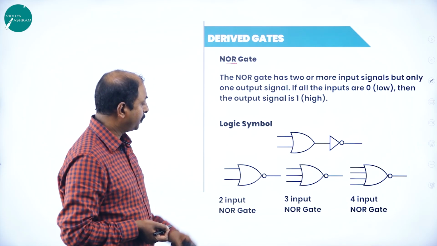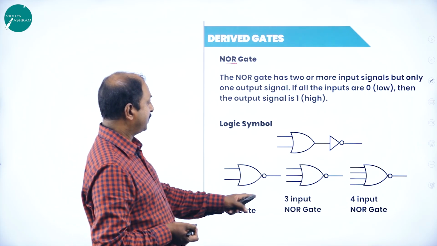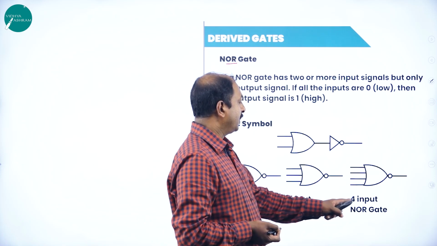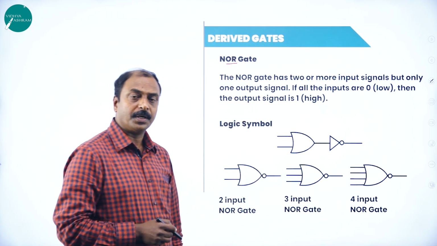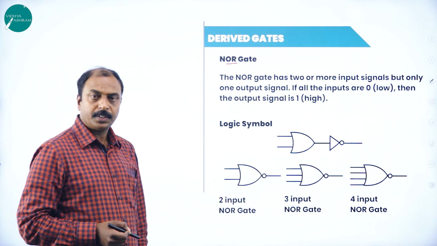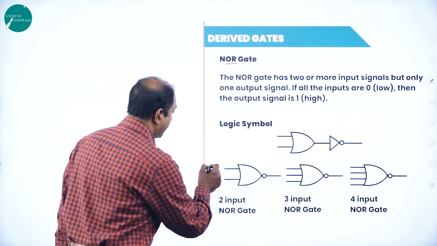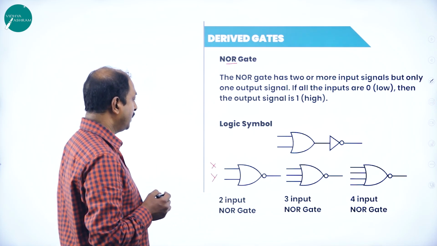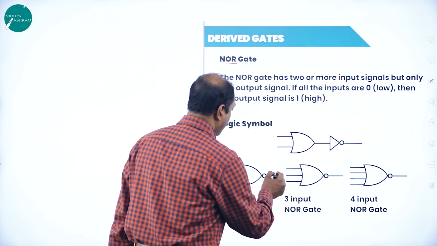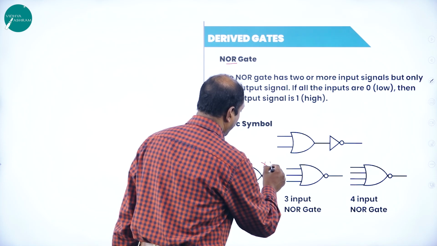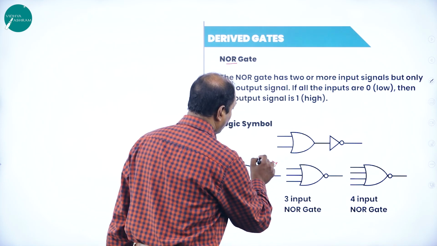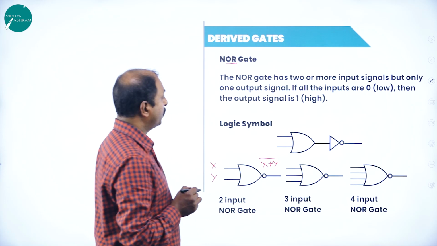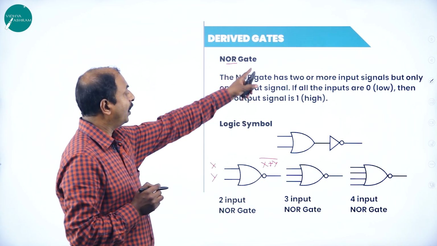This is 2 input NOR gate, and this is 3 input NOR gate. This is 4 input NOR gate. Now here, if this is X and this is Y, these are the 2 inputs, and here the output would be X plus Y, complemented. This is OR gate followed by NOT gate. So this is how we represent NOR gate.